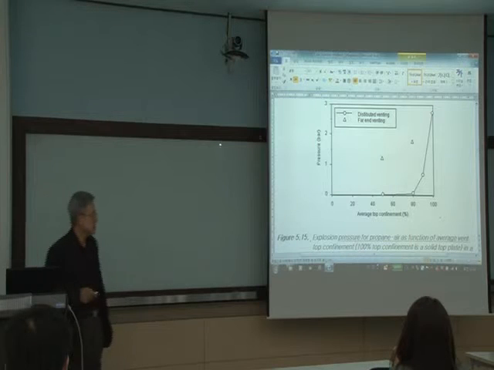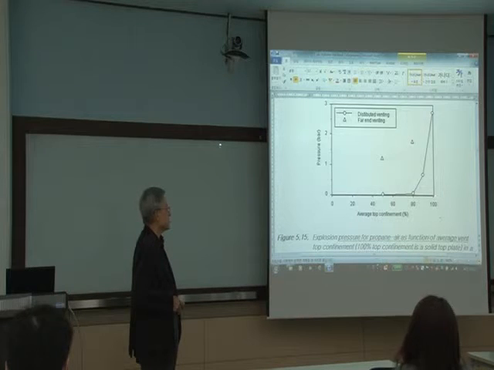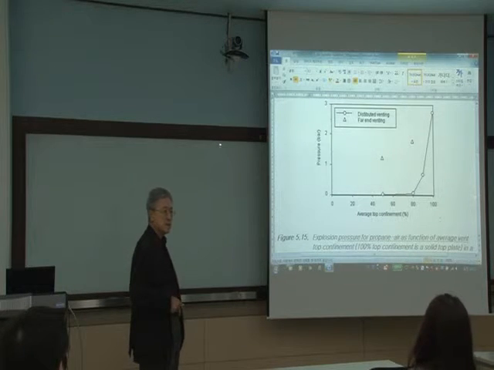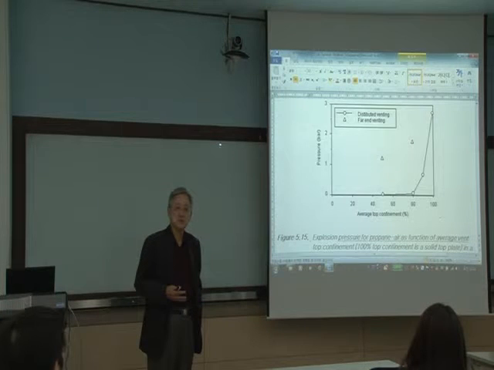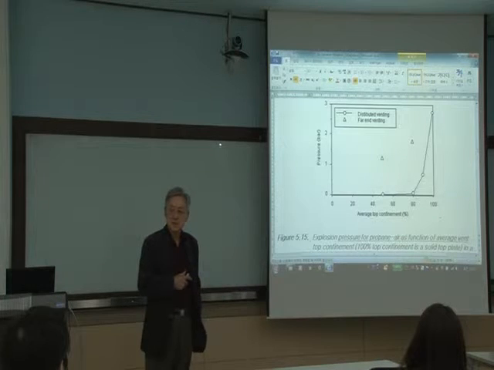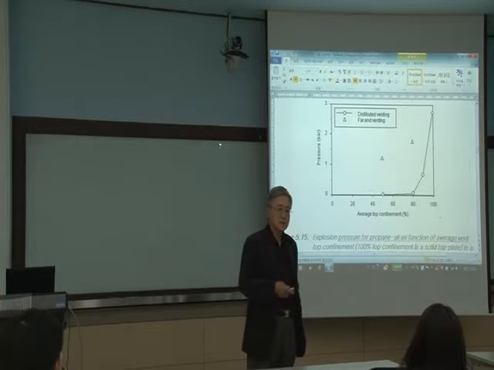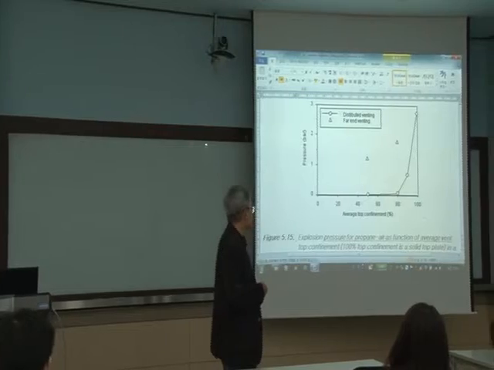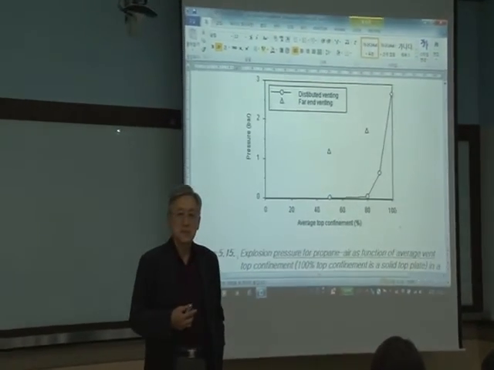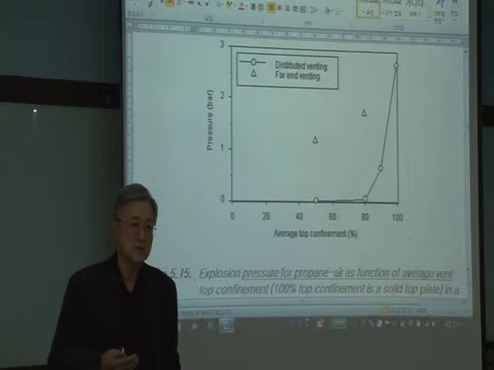So here is the case, pressure as a gauge pressure and average top confinement. So this is 100% confinement. What does it mean, 100%? 100% confinement, what does it mean? 80% confinement. Youngkin, what does it mean here? Anybody? Confinement. Wedge shape. 100% is a solid plate. No ventilation holes and all that.